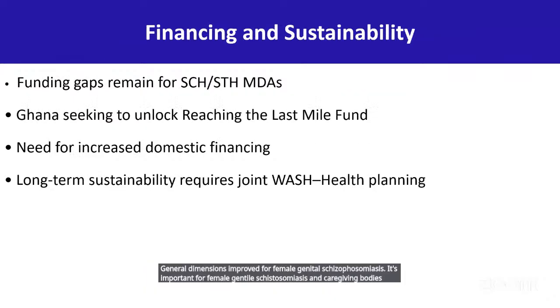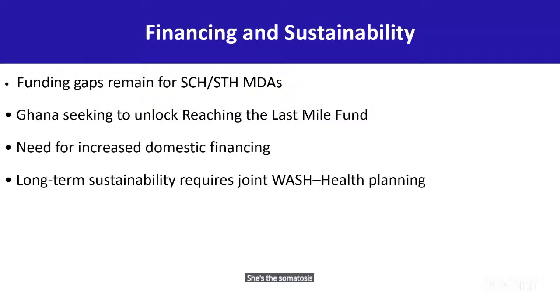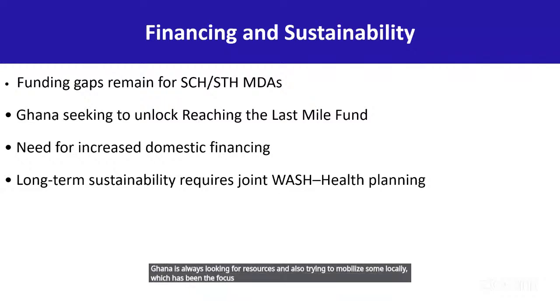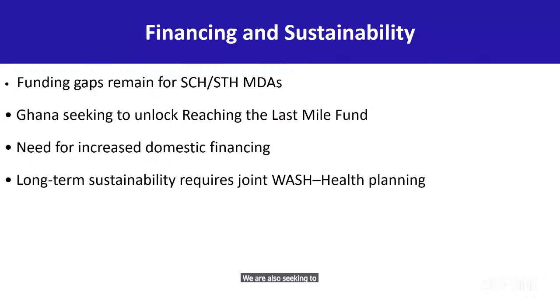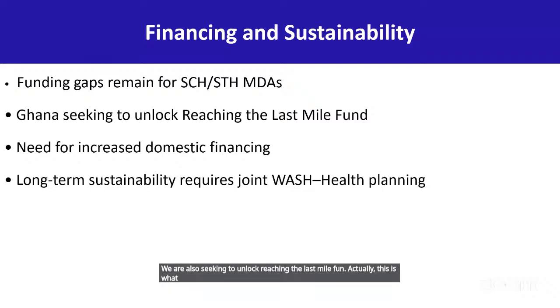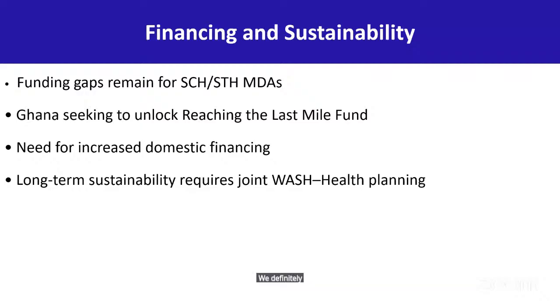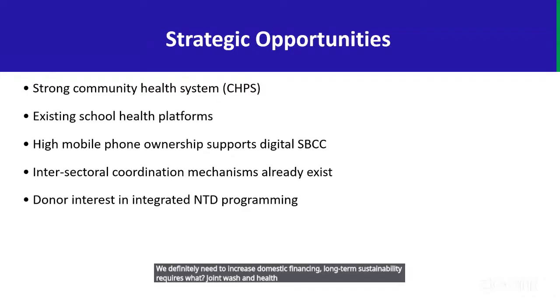Financing and sustainability here. There's a huge funding gap for schistosomiasis and soil-transmitted helminthiasis MDAs. Ghana is always looking for resources and also trying to mobilize some locally, which has been the focus now. We are also seeking to unlock the Reaching the Last Mile Fund. Actually, this is what is sustaining the program now, supporting many activities on onchocerciasis and lymphatic filariasis. We definitely need to increase domestic financing. Long-term sustainability requires what? Joint WASH and health planning. So we have to move together now.